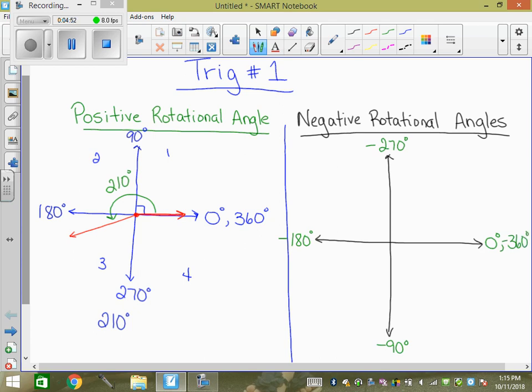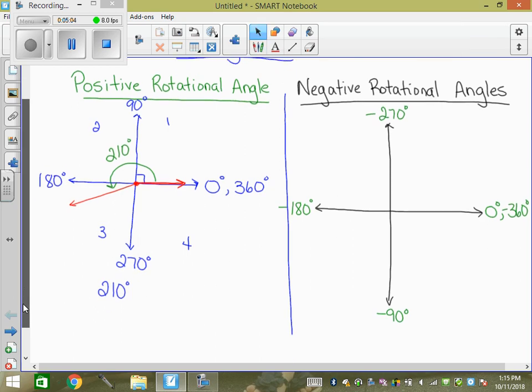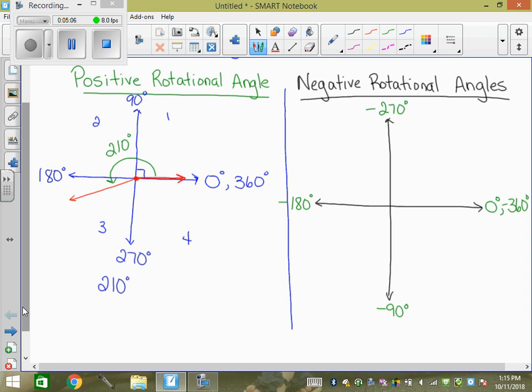So we said back here 0 and 360 are coterminal. What else is coterminal with 360? Negative 360. It would end on the same arm, wouldn't it? Okay, I'm now going to do negative 150. What quadrant would it land in?